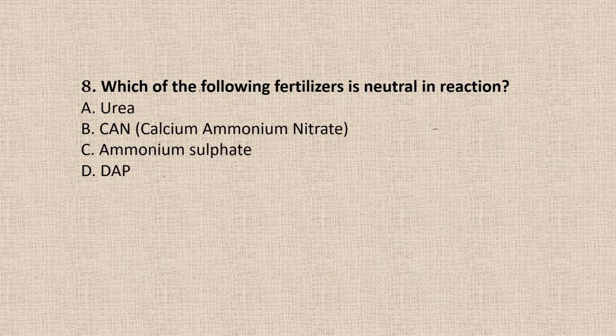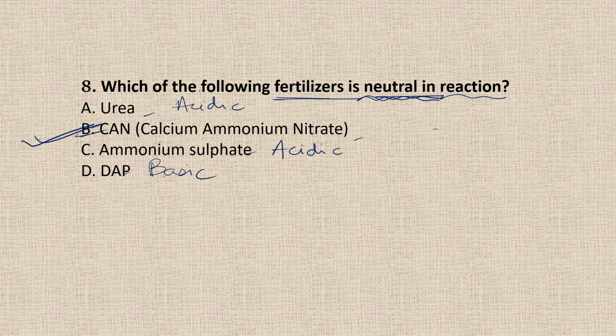Now question number 8 is, which of the following fertilizers is neutral in reaction? Neutral, I think I just gave you a hint in the previous questions. Urea, CAN, ammonium sulfate and DAP. So yes, you all are right. It's CAN. Urea is acidic. This is again acidic. This is basic. Okay, so CAN is neutral in nature. Option number B.